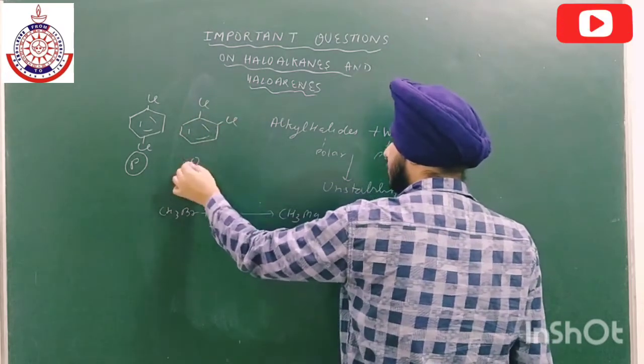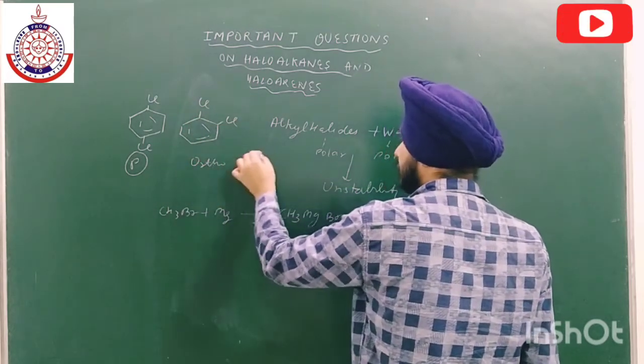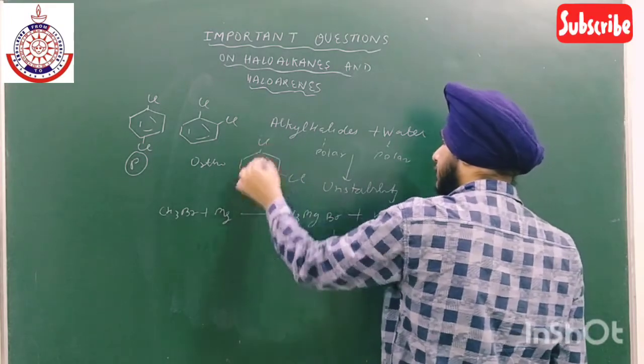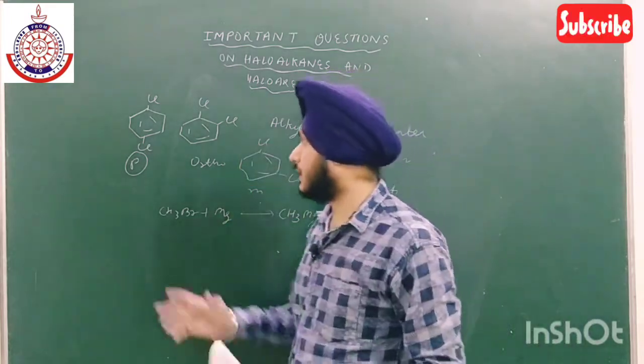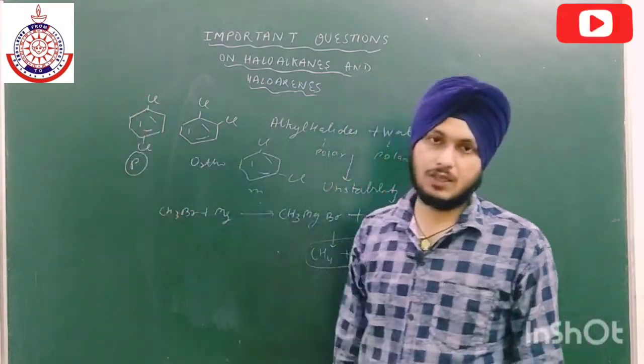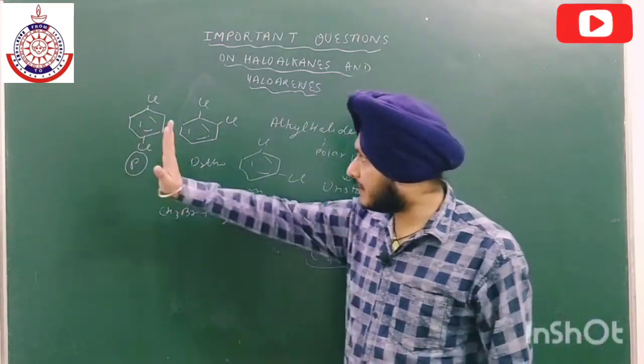This is ortho, and last is the meta, 1,3. Okay, so if we talk about these three isomers, out of these only para has the center of symmetry. Okay, so only para has the center of symmetry.